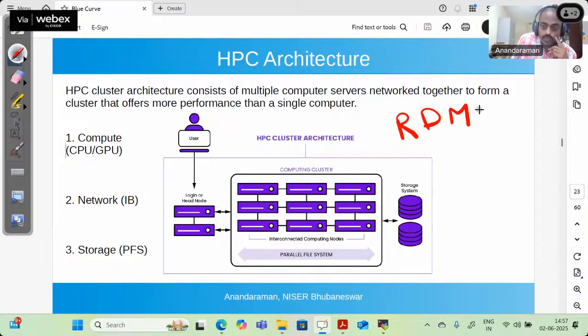I think most computer science people know DMA, the direct memory access concept. RDMA is the remote direct memory access concept. So that's why latency is very low here. That's why we are using the InfiniBand switch.